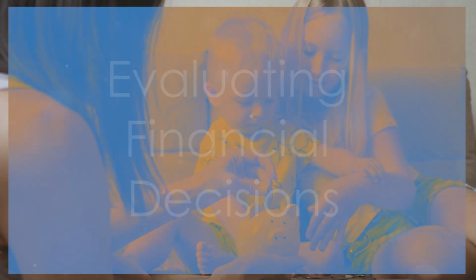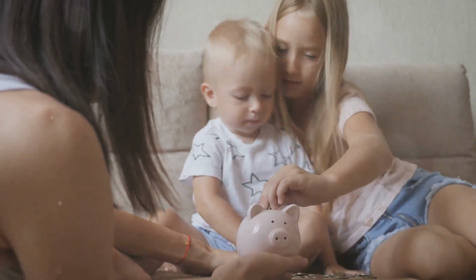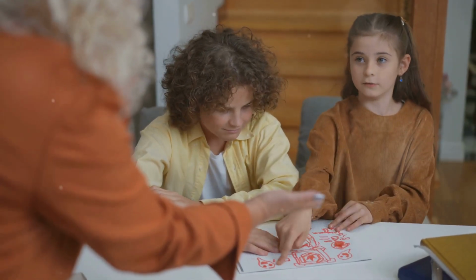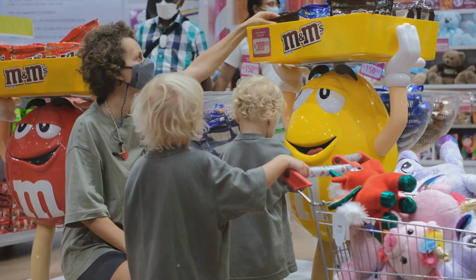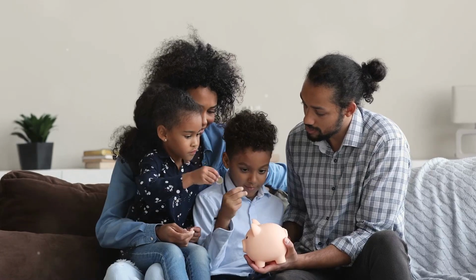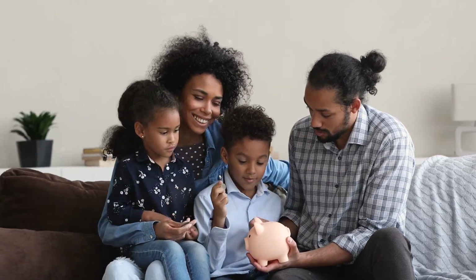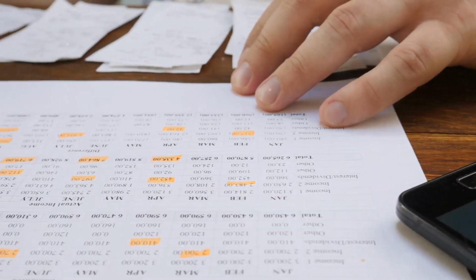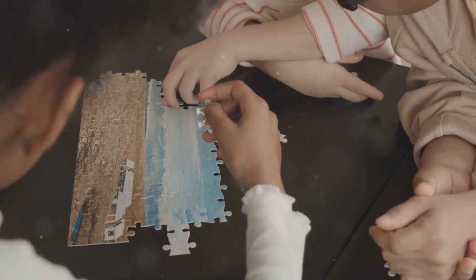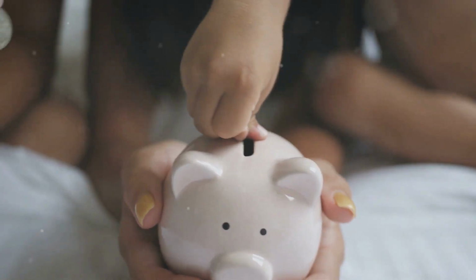Teach kids to evaluate financial decisions by considering potential outcomes and long-term effects. This promotes critical thinking and informed decision-making. Create scenarios where your child must choose between two financial options, discussing the potential benefits and downsides of each choice to guide their decision-making process. Evaluating financial decisions fosters critical thinking and empowers kids to make informed choices that can positively impact their financial future.